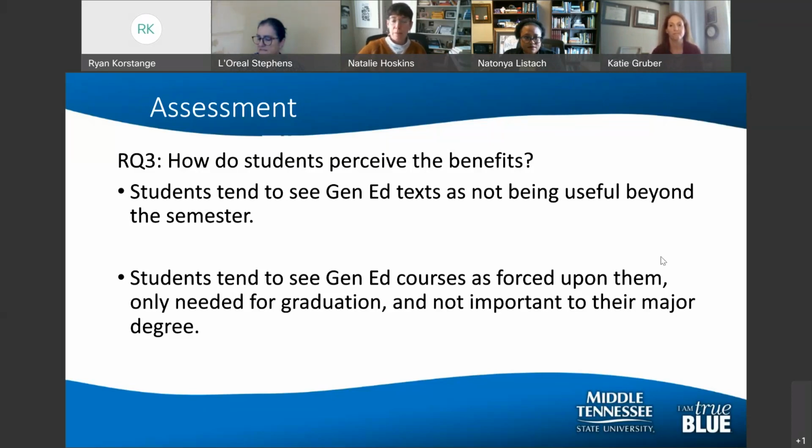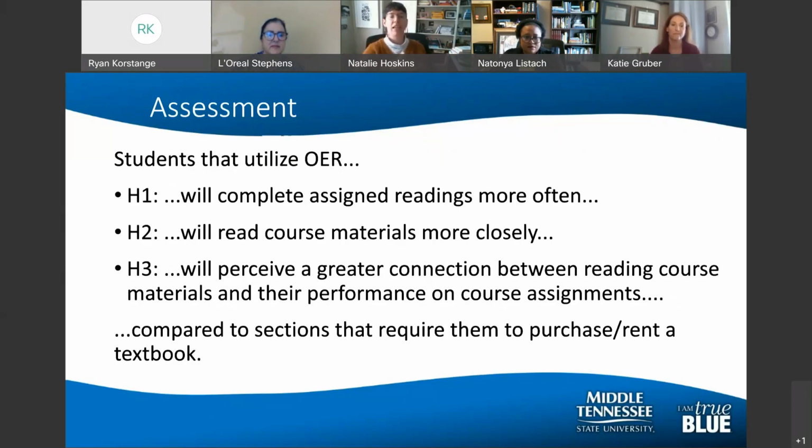Okay, so of a greater interest were the hypotheses that we proposed here. We were interested in not only measuring their perceptions and beliefs and attitudes, but we were also interested in comparing those two groups, as we mentioned before. So this is where we're taking those OER sections, of which there were 11, and the 16 textbook sections, and comparing students on 3 hypotheses.